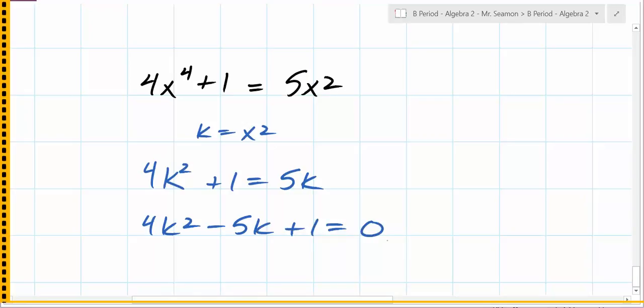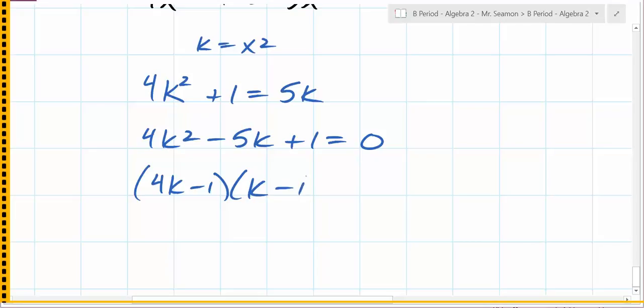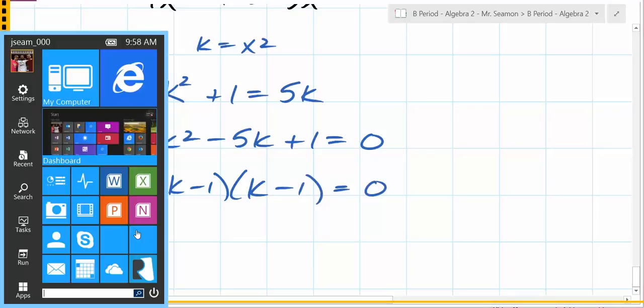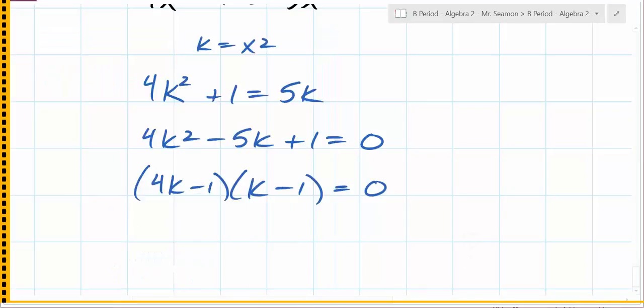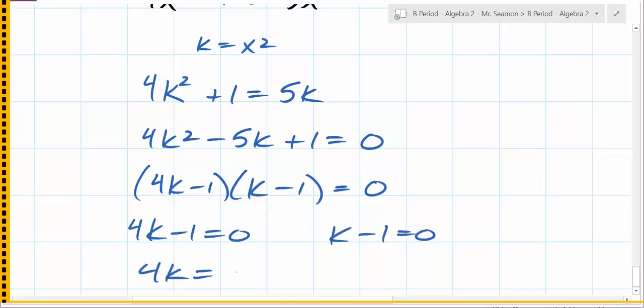That's a quadratic. You should ask yourself, can this factor? And is it? Yes. What does it factor into, Katie? 4k minus 1 and then k minus 1. Exactly. Good job. Perfect. There it is. So what do you know? You now know 4k minus 1 is equal to 0, or k minus 1 is equal to 0. So 4k is equal to what? 1.